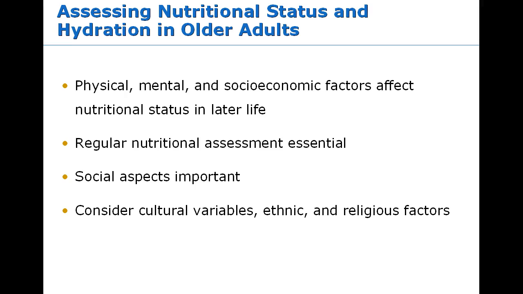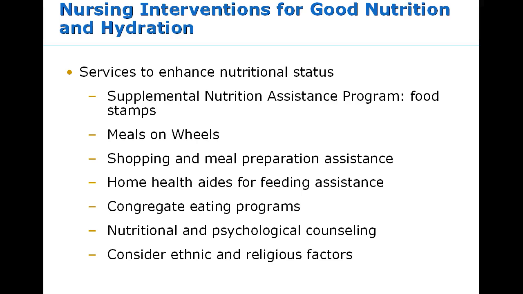So let's assess nutritional status and hydration in older adults. We want to look at their physical, mental, and socioeconomic factors that could affect nutritional status later in life. We also want to look at the regular nutritional assessment essentials. Social aspects is important, and consider cultural variables. Okay, we spoke about this earlier, and I do know that I'm stating it again. So here are some nursing interventions. Let's move on.